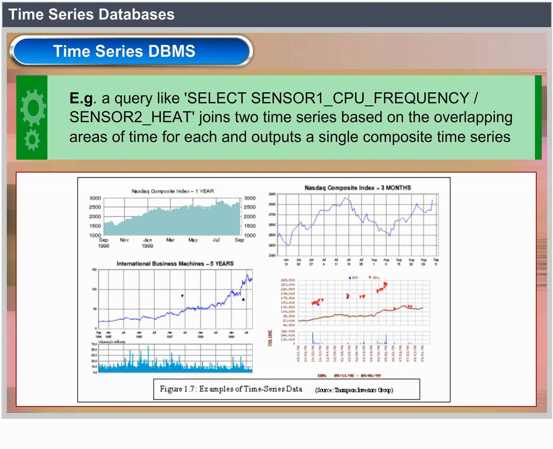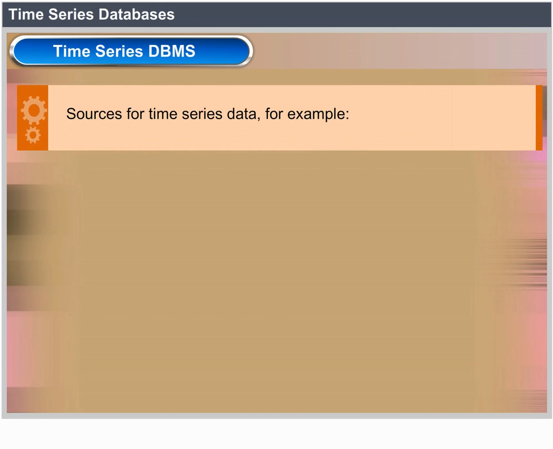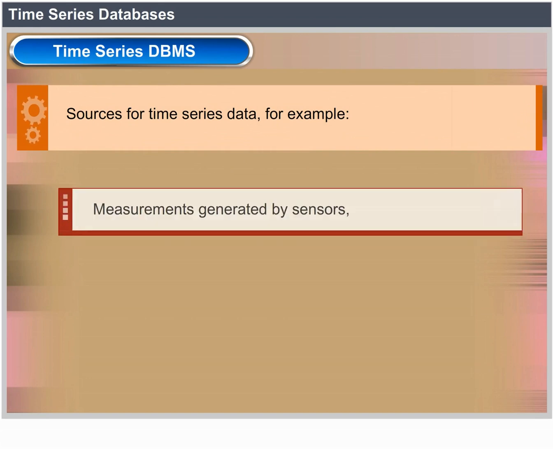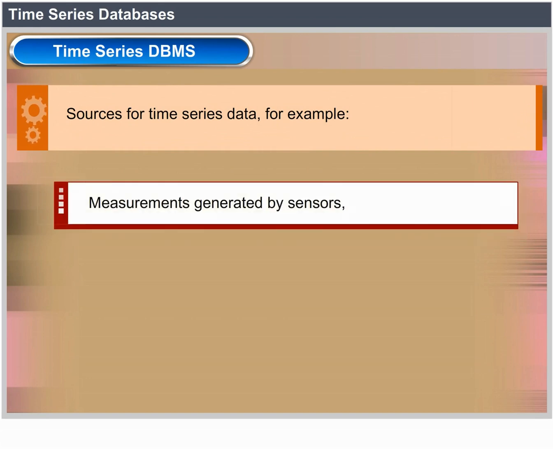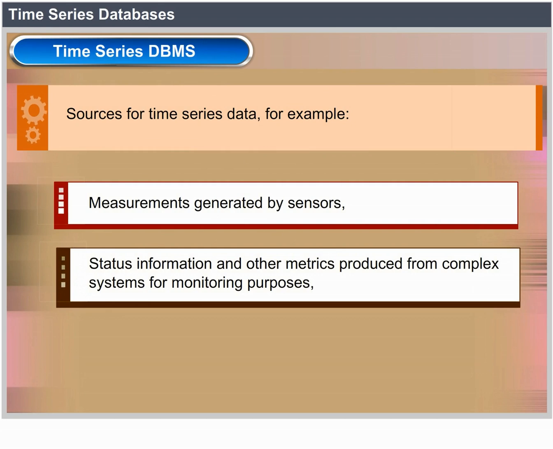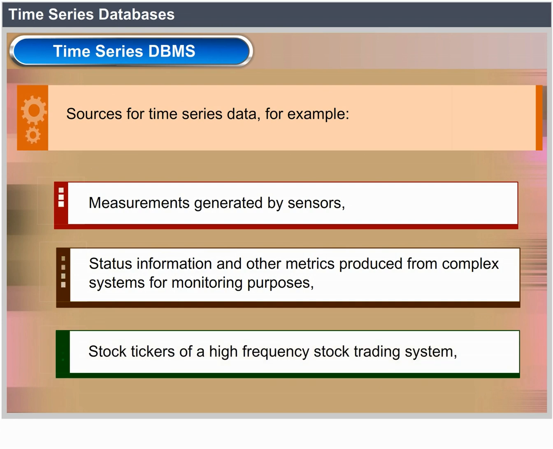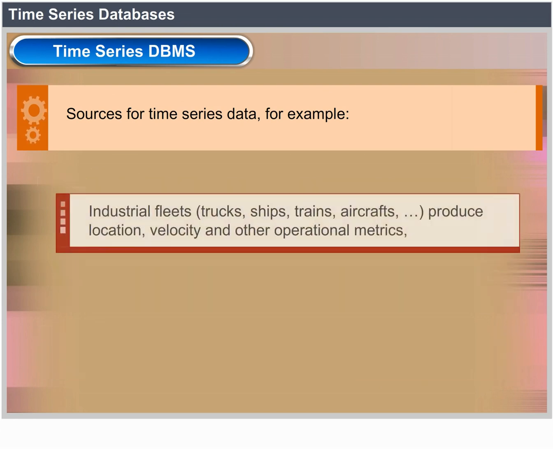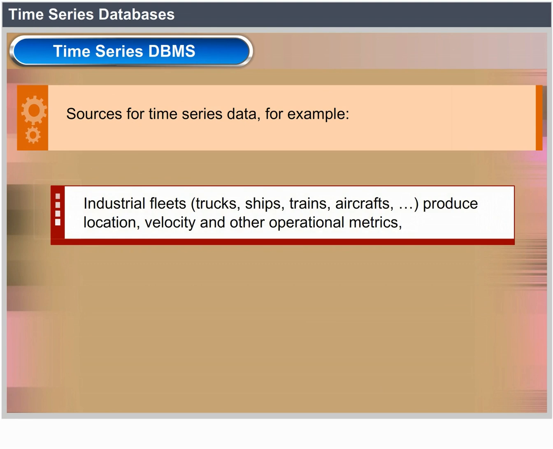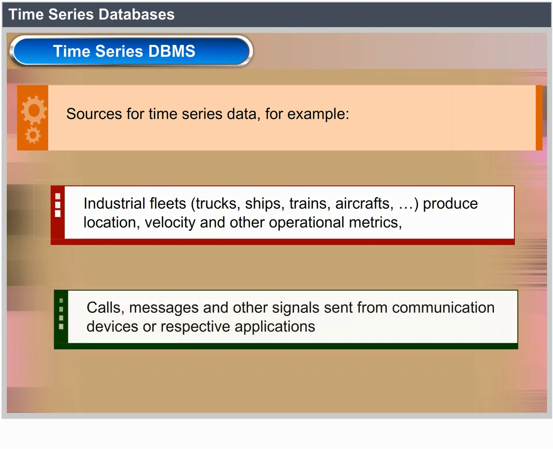Sources for time series data include, for example, measurements generated by sensors, status information and other metrics produced from complex systems for monitoring purposes, stock tickers of high-frequency stock trading systems, industrial fleets such as trucks, ships, trains, and aircraft that produce location, velocity, and other operational metrics, and calls, messages, and other signals sent from communication devices or respective applications.